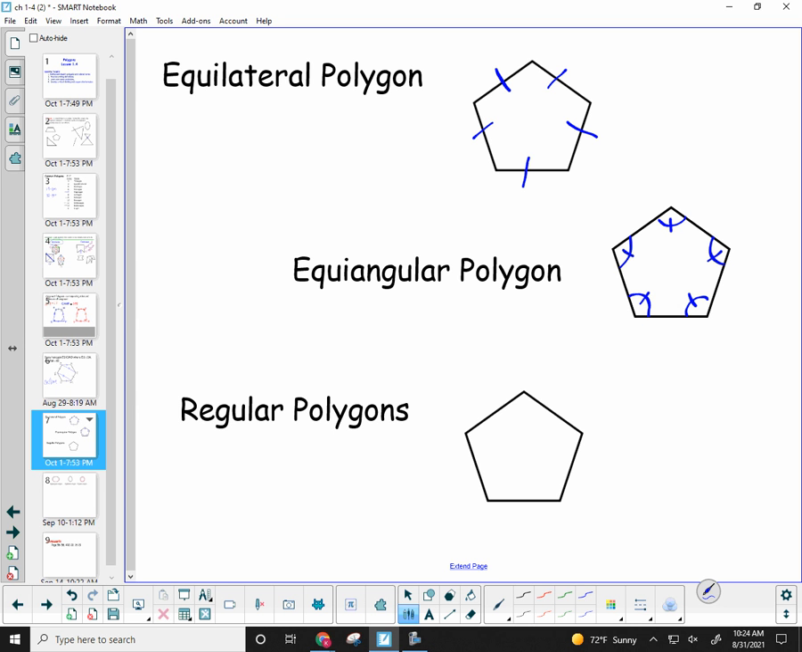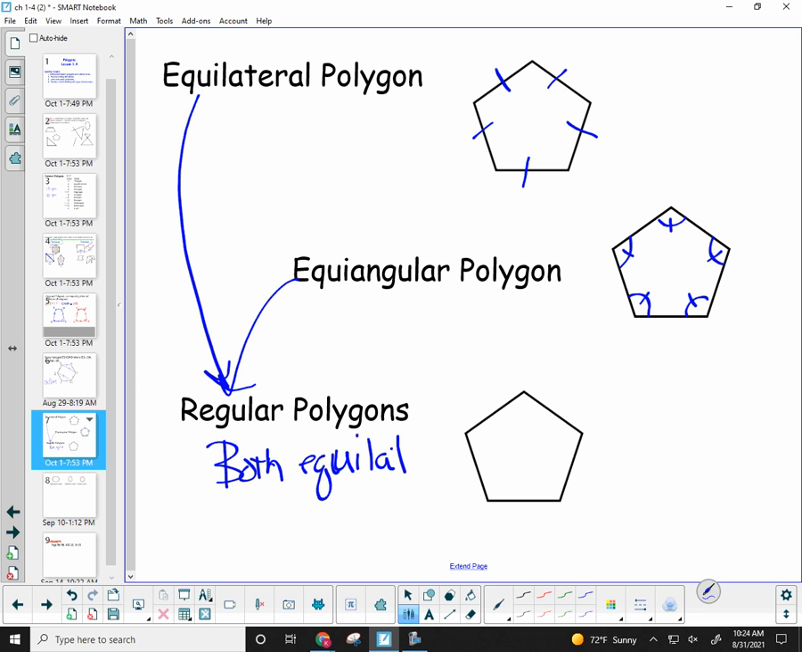Now we have something called regular polygons. Regular polygons are both equilateral and equiangular. Okay, they have to be both equilateral and equiangular. So all sides are congruent and all angles are congruent.